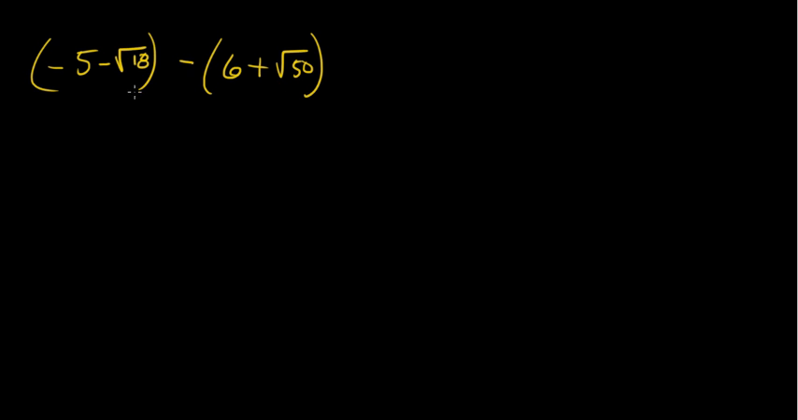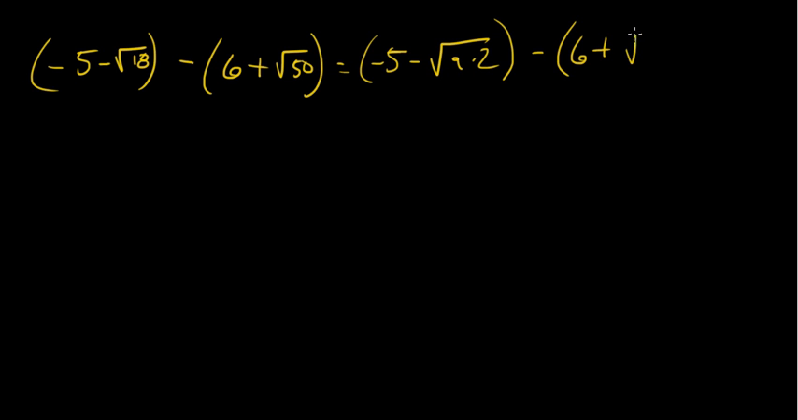Let's see. Negative 5 minus the square root of 18 minus 6 plus the square root of 50. Already you should be looking at this and saying, yes, that's negative 5 minus square root of 9 times 2 minus 6 plus the square root of 25 times 2. Hopefully that came real easily for you.